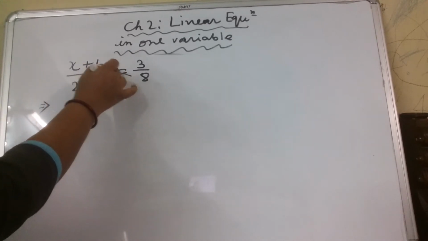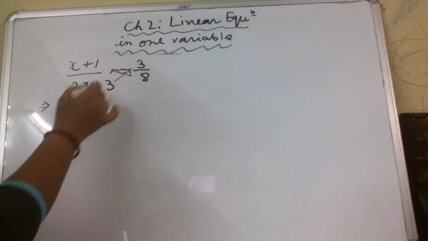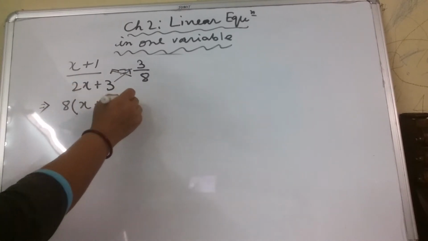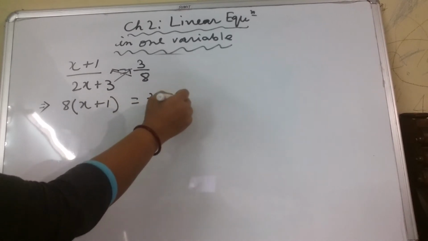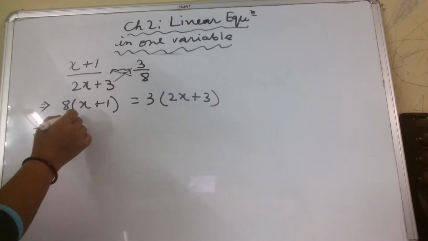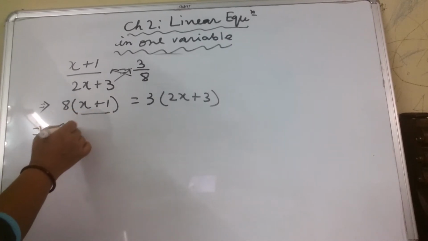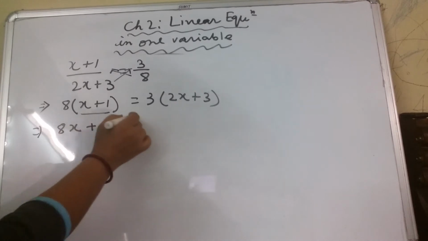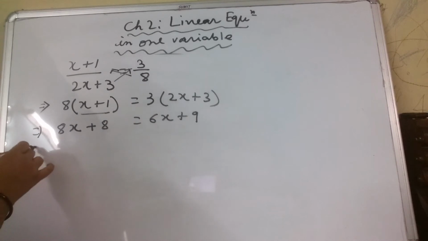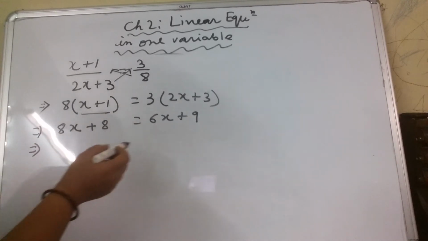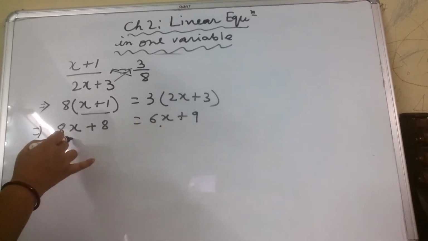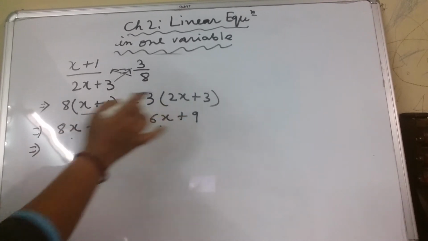You will cross multiply. Okay. So 8 into (x + 1) equals to 3 into (2x + 3). Okay. So both the term has to be multiplied by 8. This is 8x + 8 and 6x + 9. Next, the same way that we have done earlier, you have to bring this variable term in one side and this constant to the other hand side.